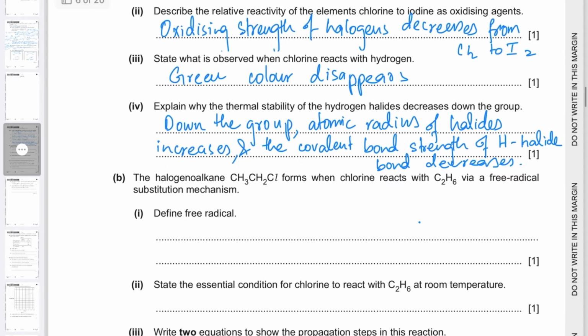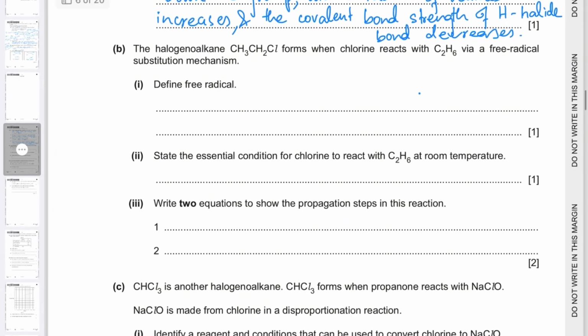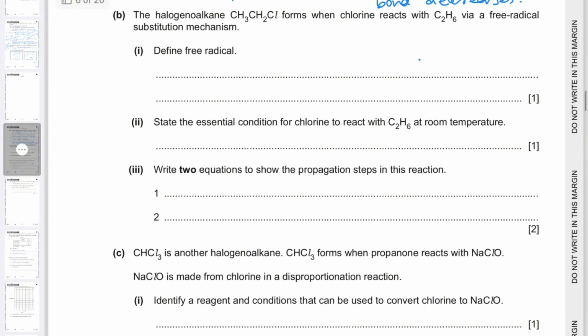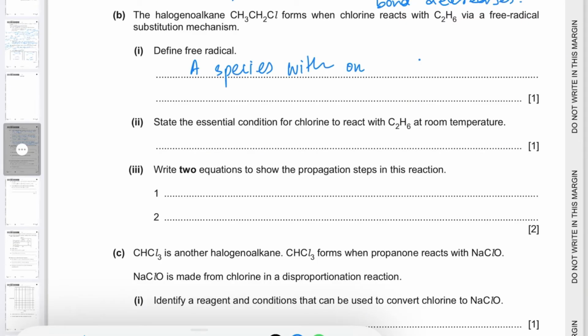The halogenoalkane chloroethane forms when chlorine reacts with ethane by a free radical substitution mechanism. Define free radical. This is a species with one or more unpaired electrons, and due to this fact, free radicals are very unstable.